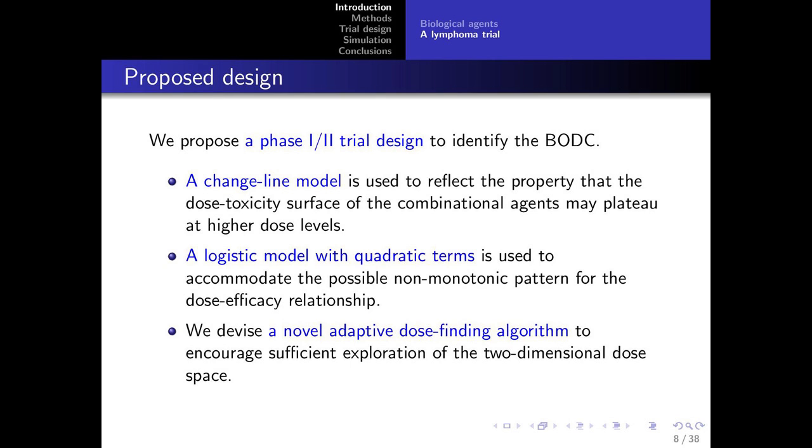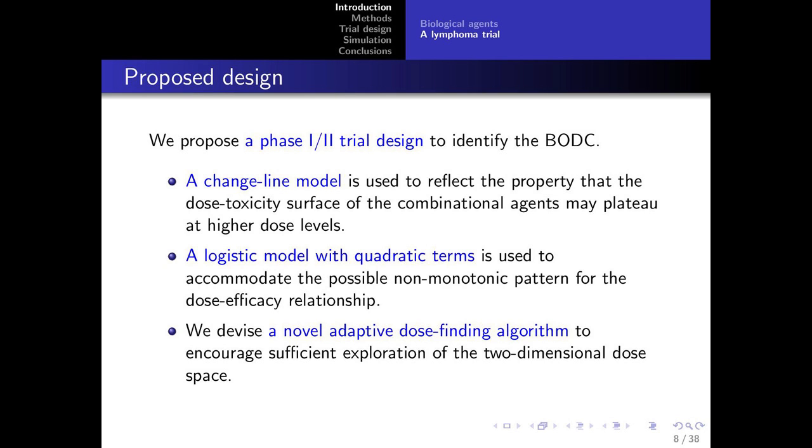So here is an overview of our purpose. We want to propose a phase 1/2 trial design to identify the BODC, a biological optimal dose combination. Specifically, we use a change line model to reflect the property that the dose toxicity surface may plateau at high dose. And we use the logistic model with a quadratic term to accommodate the possible non-monotone pattern for the dose efficacy relationship. In addition, we devised a novel adaptive dose-finding algorithm to encourage sufficient exploration of the two-dimensional space.